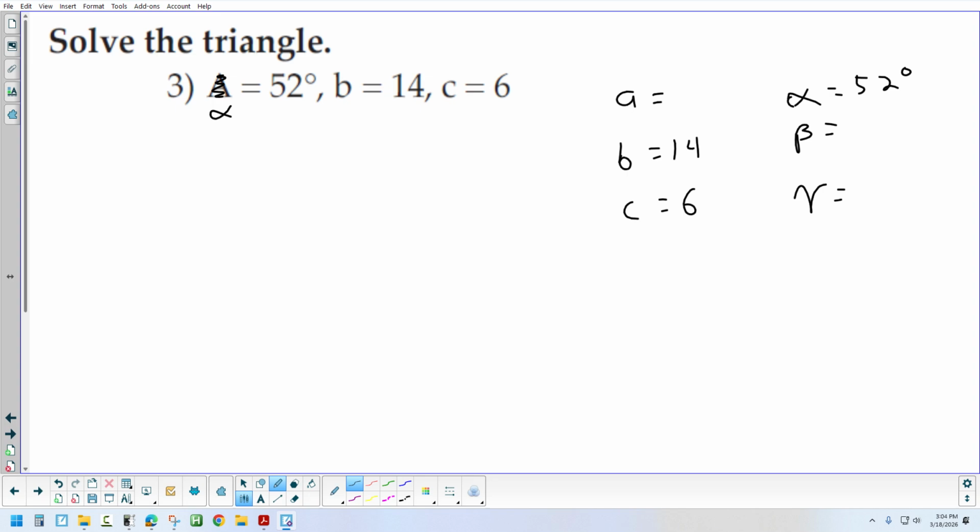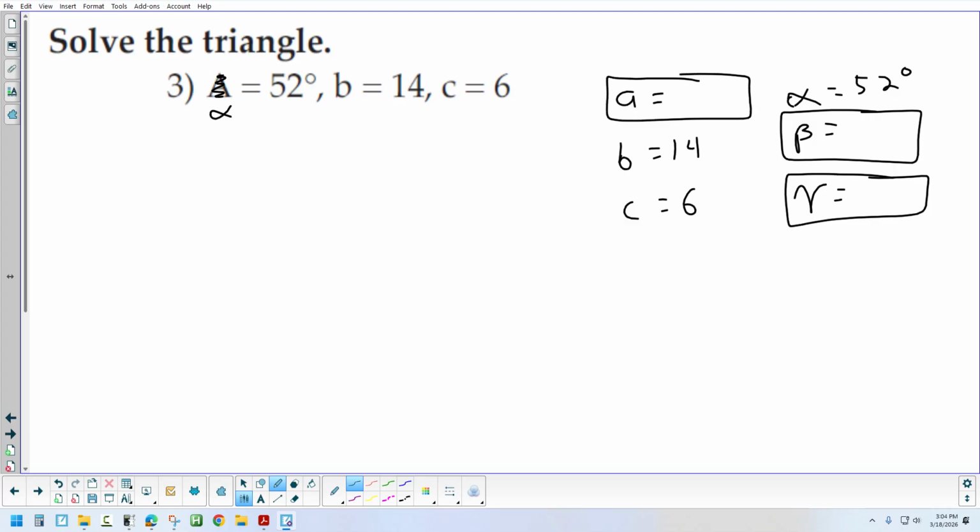Okay, looking at that, how do we know whether we should use law of sines or law of cosines? Because we don't have a full row. Right, we don't have a full row, which means you cannot use law of sines. You can try, it won't work, so don't try. You've got to use law of cosines.